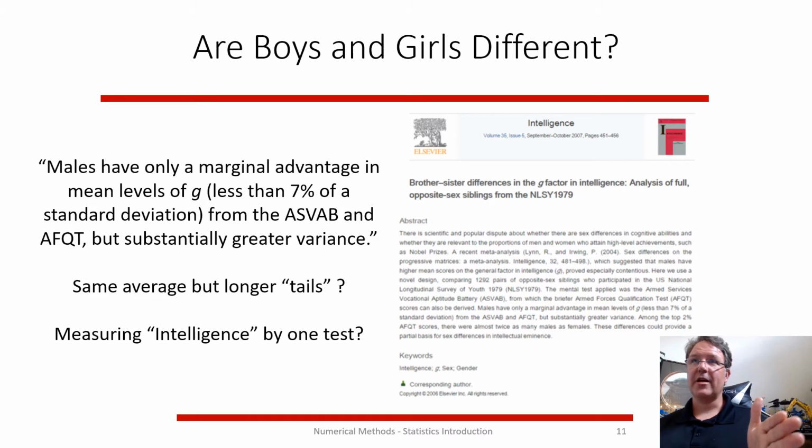So the variation was a lot more, which means there's a bigger chance at the higher end that there are more boys on this test doing well, but there's also, on the other end, a much bigger chance that there are boys doing very poorly if it's a nice symmetric distribution. But again, any intelligence test is very, very prone to error. What does intelligence mean? How can you measure it with one test?